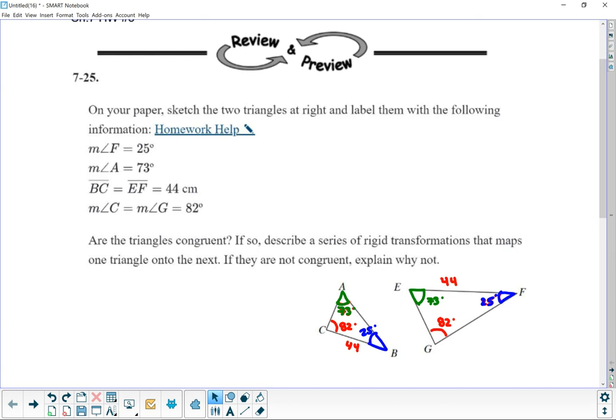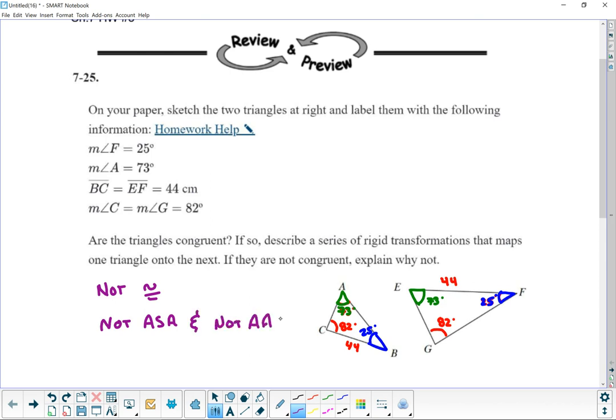So I'm going to say not congruent. It's not angle side angle, and also not angle side. Just like how I said.